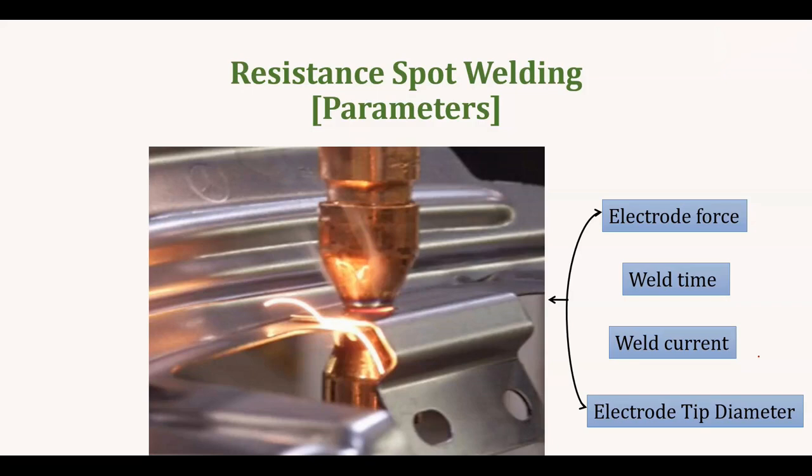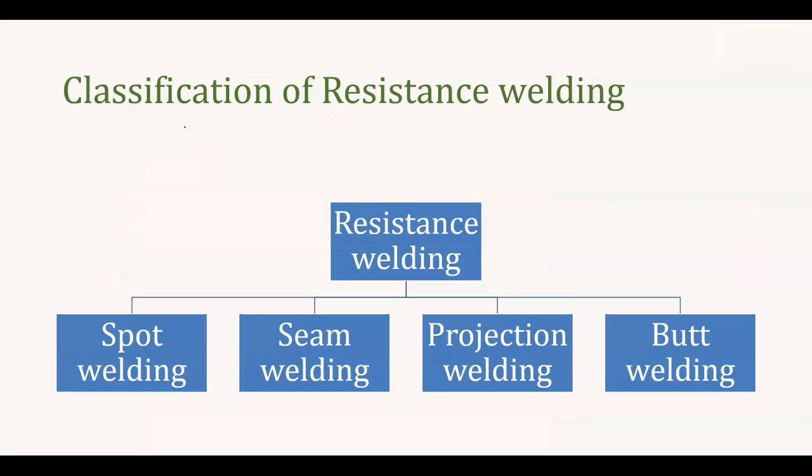It starts from the electrode force, that is the pressure applied on the electrode, then the welding time, how much time we apply the welding pressure, and the current applied to the electrode. It is also based on the electrode tip diameter. If we want a bigger surface area, we will use a bigger electrode diameter. If we want a very small one, according to the application we will select the electrode tip diameter.